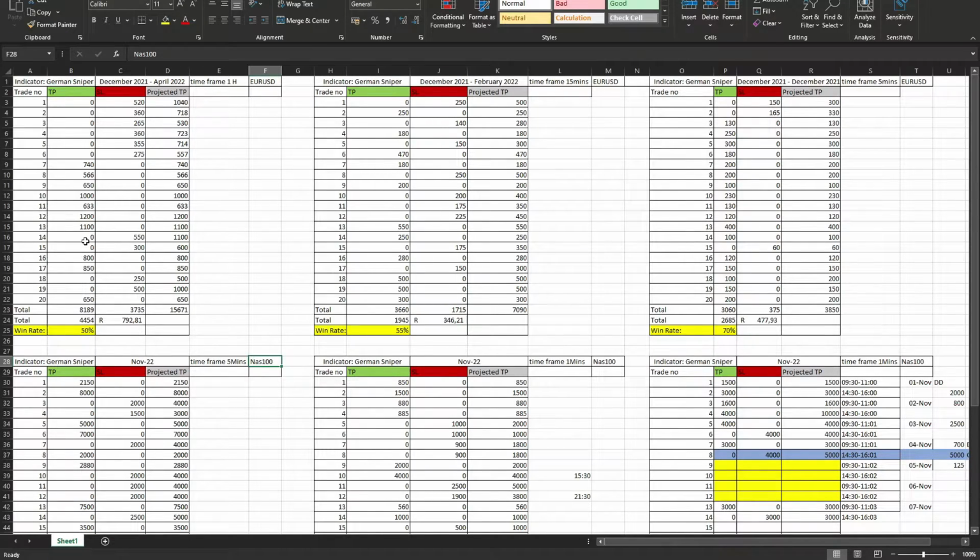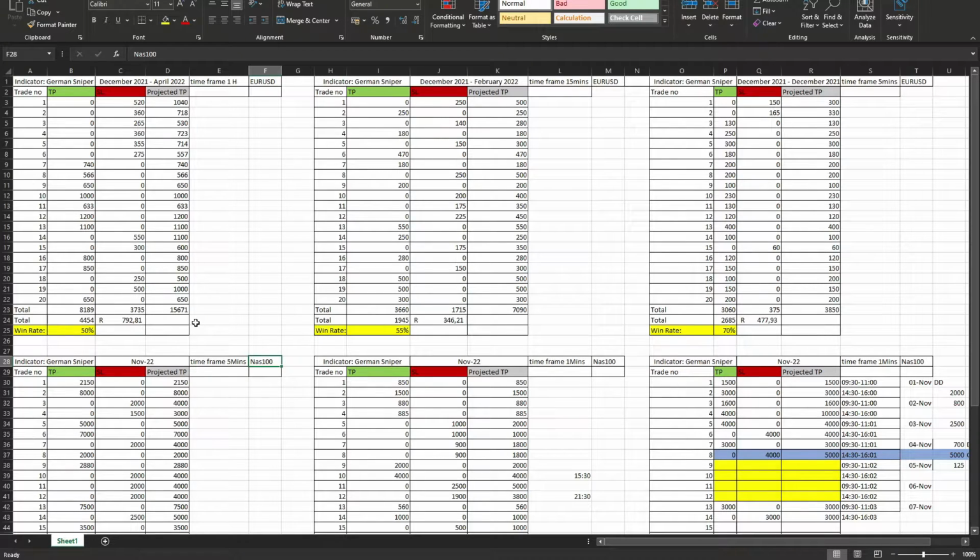So what you will notice is that the difference between the time frames would be the projected take profits. The 1-hour time frame has significantly higher projected take profits, and that is why even though it's still a 50% win rate, the total that you can stand to gain is much higher than the other time frames. So if you are looking for the most profit, you will get it on the 1 hour time frame, because the trades that you're taking will be much longer.